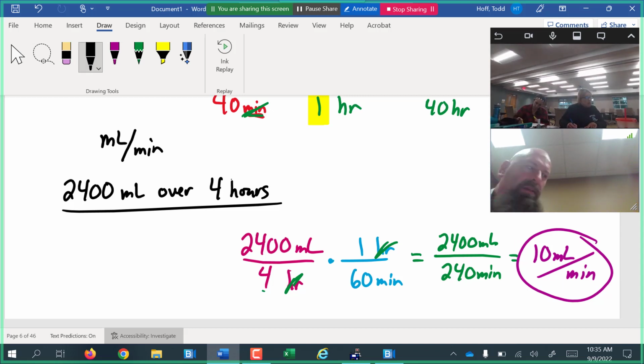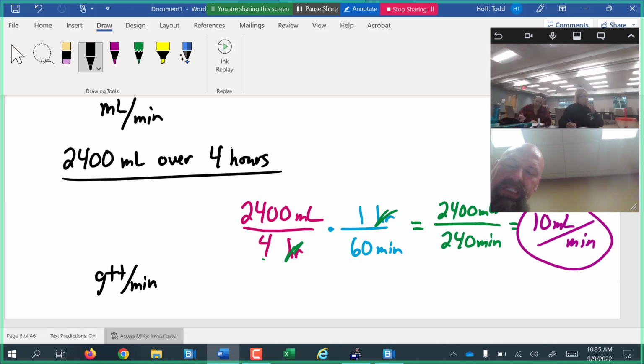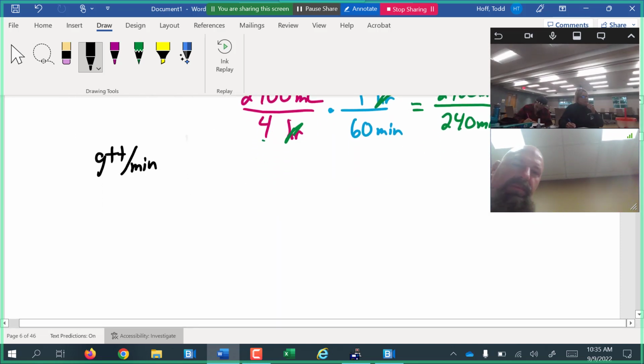So then, of course, the final option for flow rate is drops per minute. The abbreviation for drops is GTT. That's one at the end here, Karen.